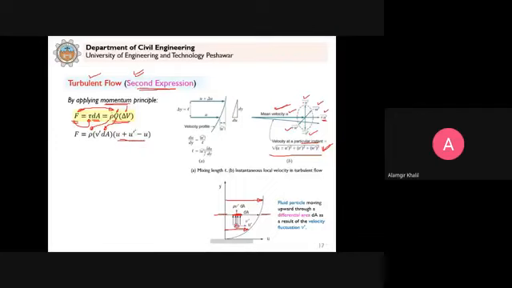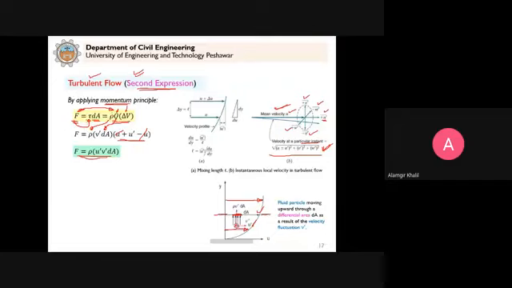Clear? Because of this fluctuation, the change that occurs is u plus u dash minus u. This we now consider for the situation here. If you simplify this equation, then this u and u cancel out, and what we get is F equal to rho into u dash v dash times dA.